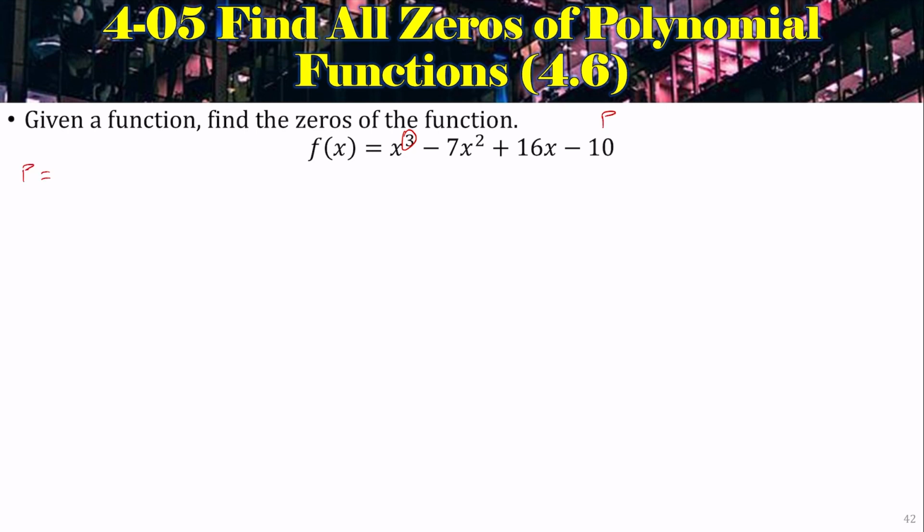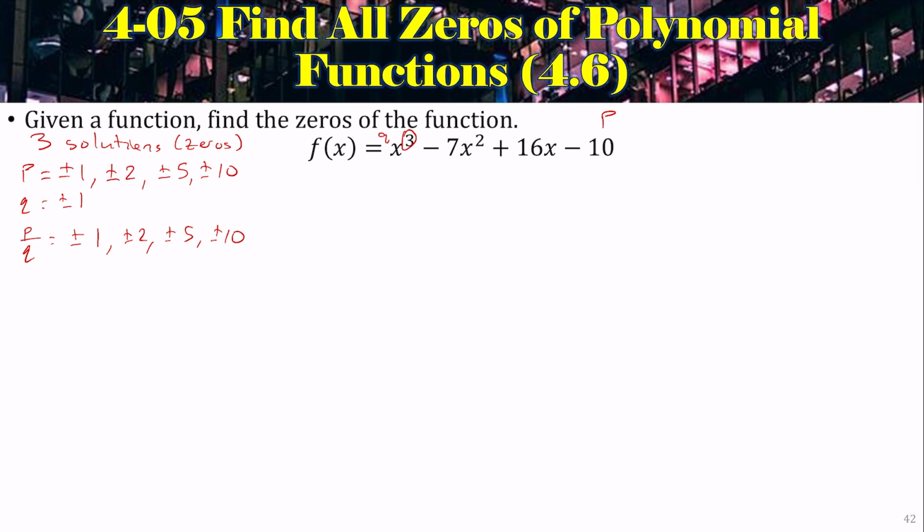P's are what factors a 10? So 1 times 10, 2 times 5. Q's are factors of the leading coefficient. So our possible rational zeros would be 1 over 1, 2 over 1, 5 over 1, 10 over 1. 8 choices. And we're looking for 3 solutions, or 3 zeros. And again, a zero is simply the value of x that makes the function equal 0.